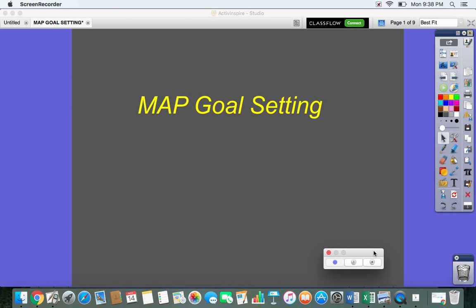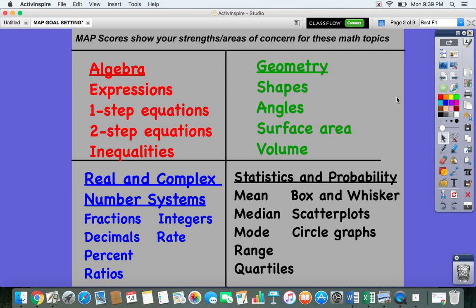I wanted to give you a quick 5-minute video on how to complete the very last part of your math portfolio reflection sheet. So you should have your MAP goal setting worksheet in front of you. Hopefully the sub passed that out. And I want to make sure you understand how to read that sheet, and what that worksheet shows you.